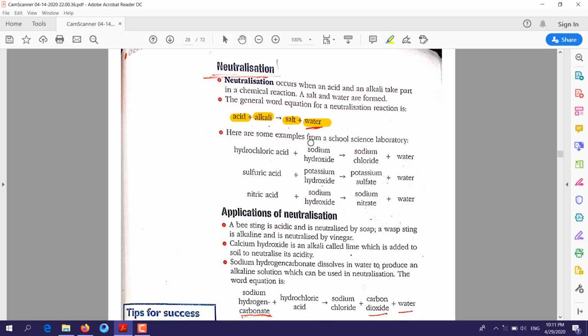Here are some examples from a school science laboratory. Hydrochloric acid, HCl, if you will add it to NaOH, which is sodium hydroxide, you will get salt plus water. So all of these are examples of the process of neutralization.